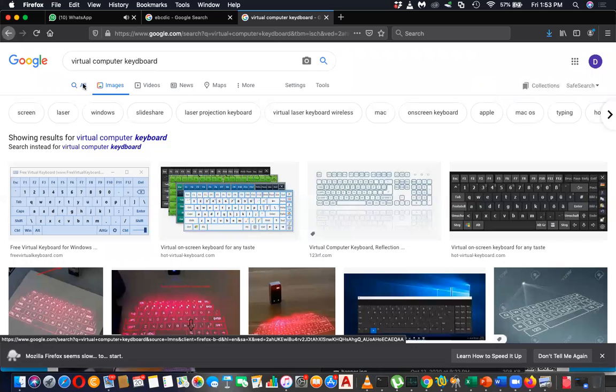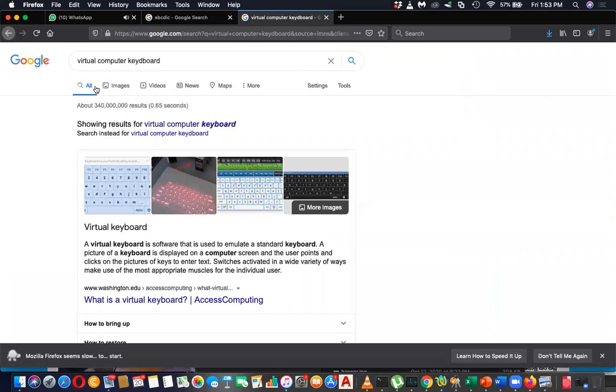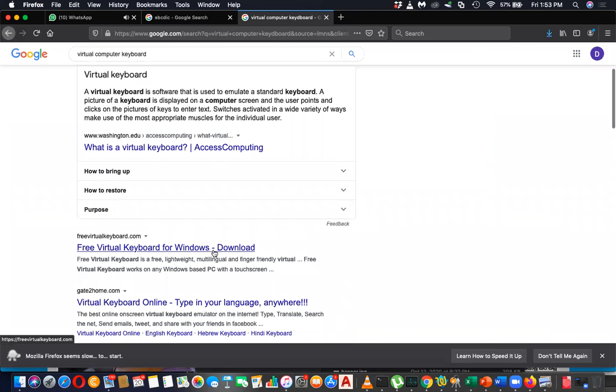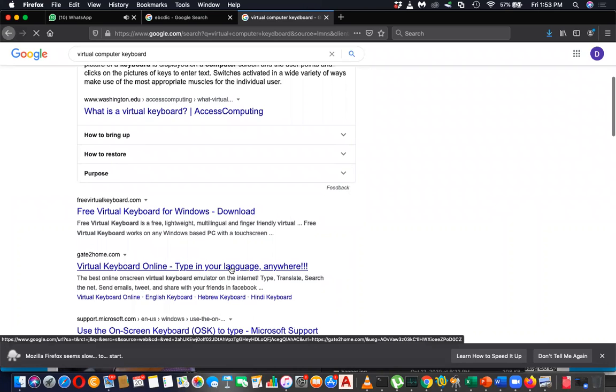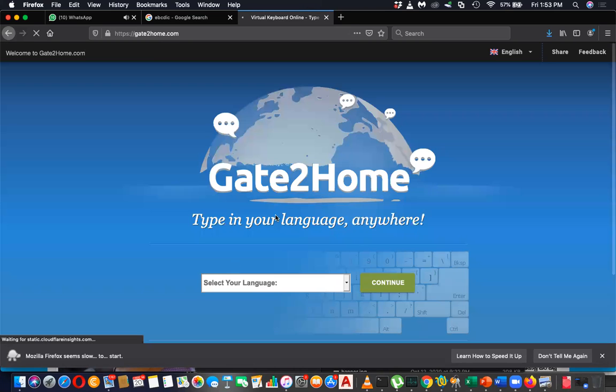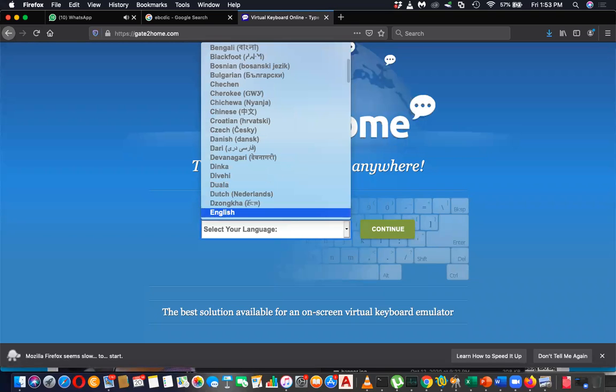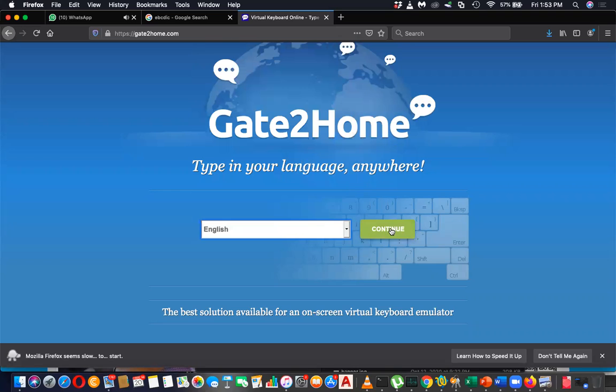Because I'm using Mac, I cannot show this to you. It has download in type language anywhere. Let's see. Okay, this one. Select your language. Let's say English. Continue.